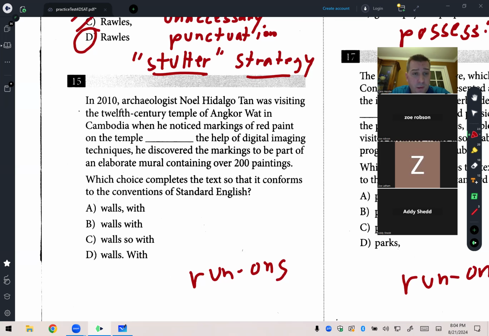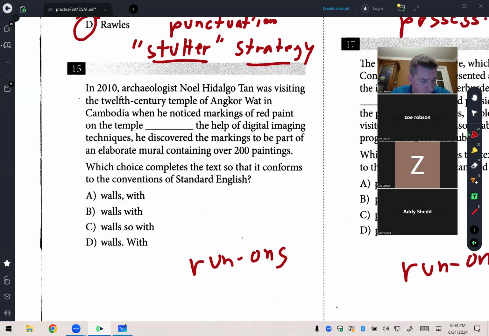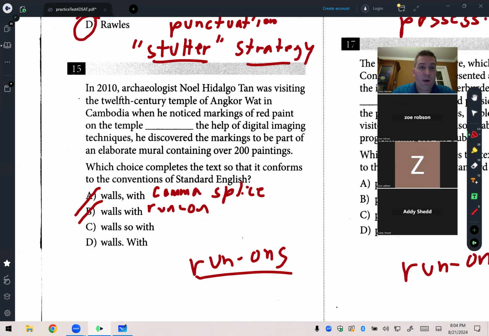All right, next they're going to test us on run-ons. I could tell that they're testing me on run-ons because answer choice B is a run-on. And answer choice A is still a run-on. It's a comma splice run-on. All right, so we probably don't want A or B. We probably don't want run-on sentences. All right, here I'm getting ahead of myself. Let me read the paragraph and then we'll determine whether it's C or D.